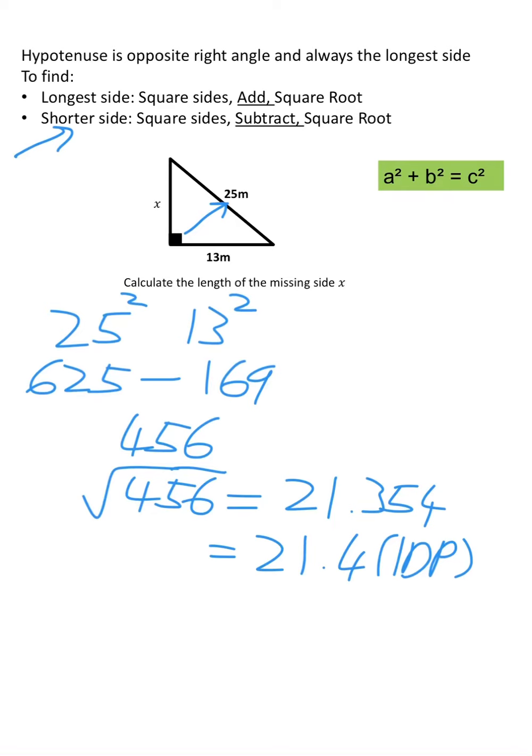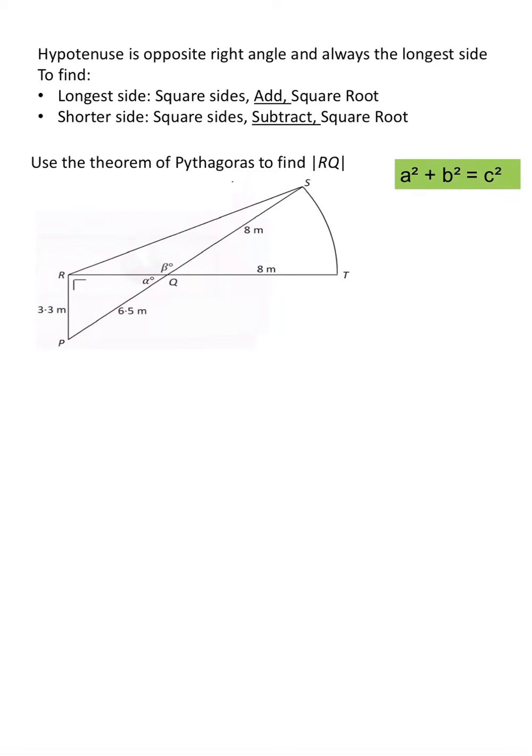I've also included here on the right, you can see the formula, which is a squared plus b squared equal to c squared. That's given to you in the exam, so if you want to use that, that's fine. This is just a handy way to remember it. Okay, so we'll finish here with a Leaving Cert ordinary question which came up a number of years ago. So in this question we have to use the theorem of Pythagoras to find RQ. So you can see in our triangle here on the left, RQ is here.